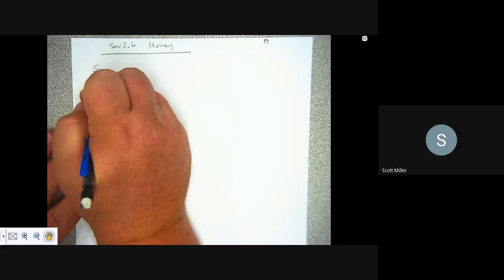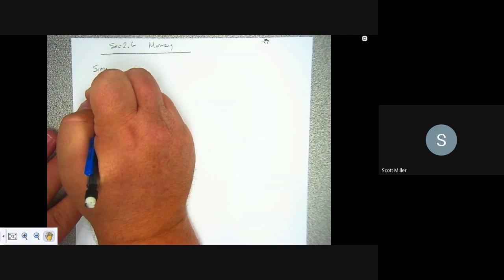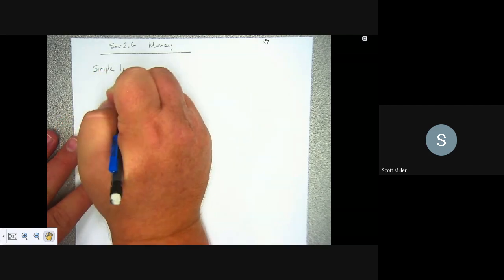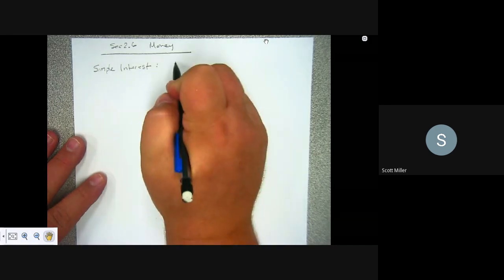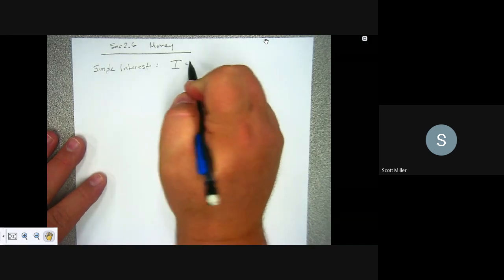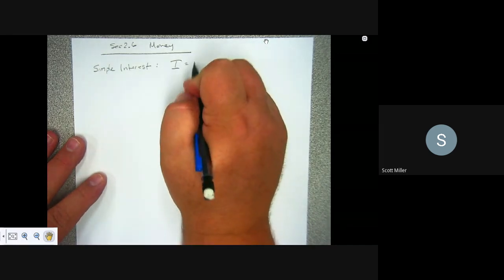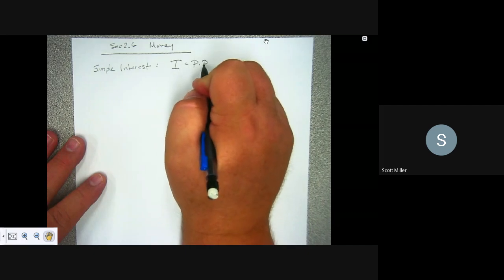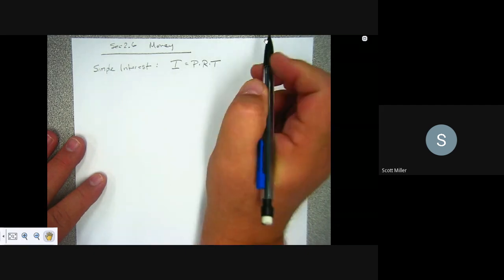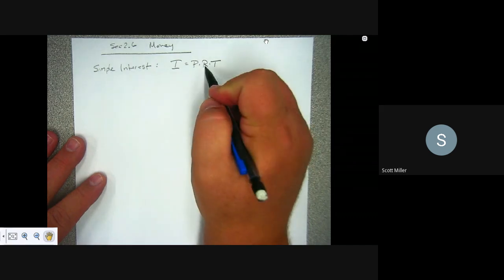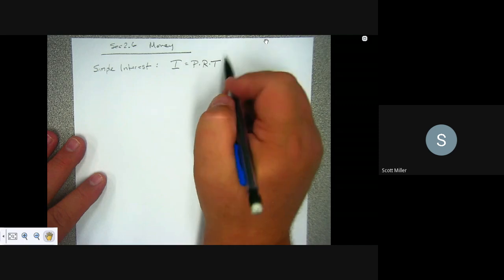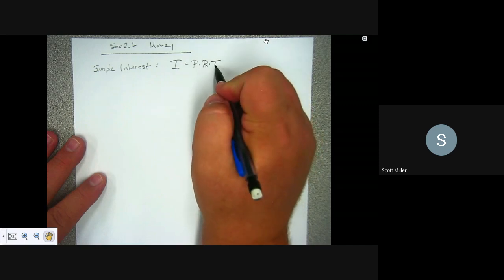Back in grade school, you probably dealt with a thing called simple interest. This is the formula you use: the interest that you earn or get is equal to the principal times the rate times the time. The principal is the dollar amount that you start with. The rate, usually given as a percentage, but you need to change to a decimal. And then the time is usually in years.